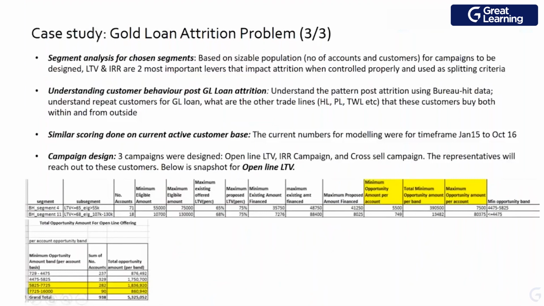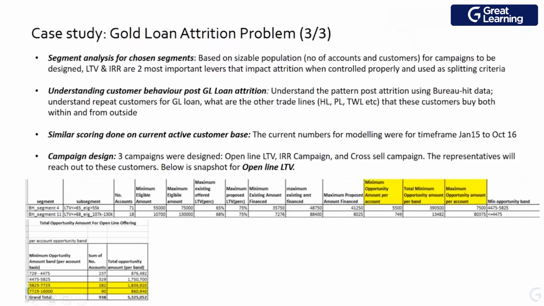And then LTV and IRR were the two most important levers that impact your attrition when controlled properly. They were used as fitting criteria because these are the two most important levers. Either you can give a higher LTV or you reduce the IRR.